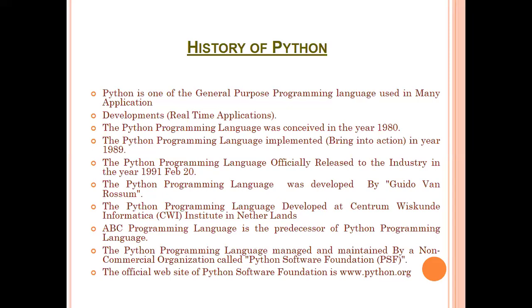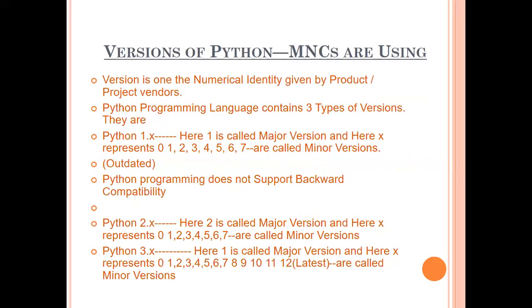The ABC programming language is the predecessor of Python. It is managed and maintained by a non-commercial organization, the Python Software Foundation, PSF. The official website of Python is www.python.org. And we discussed the downloading process of Python.